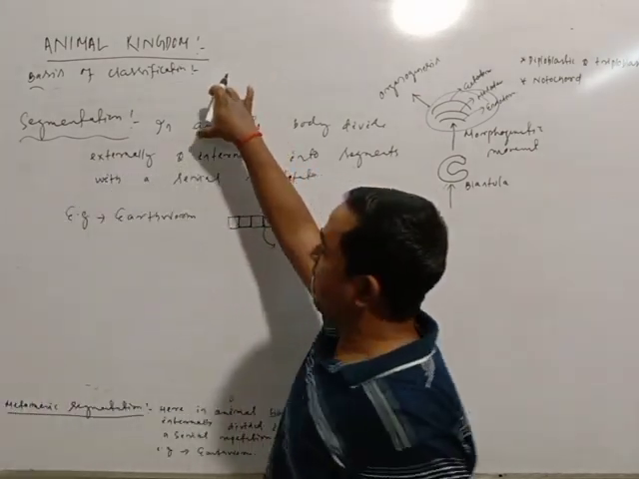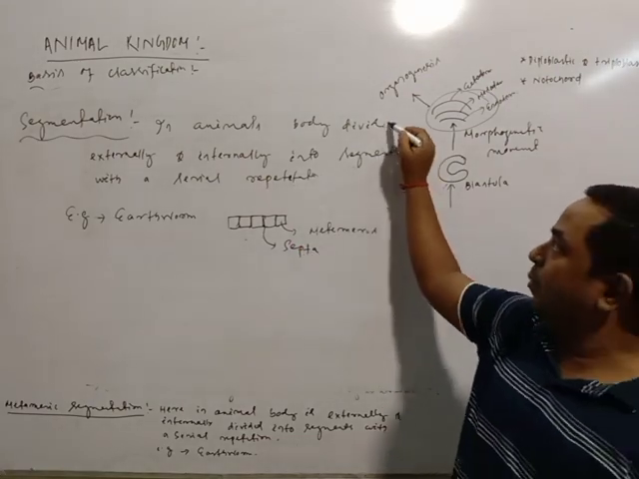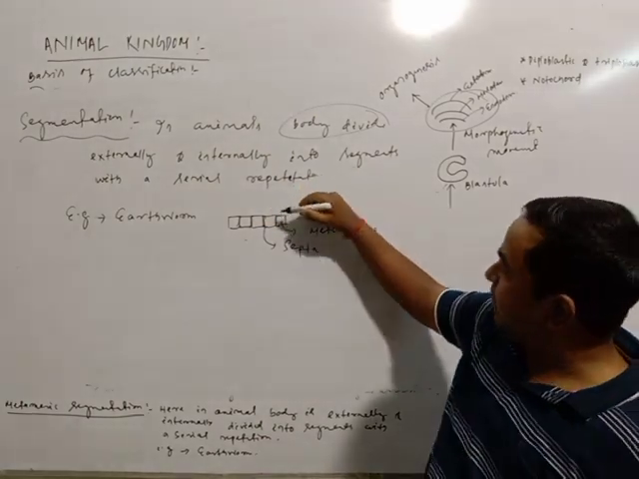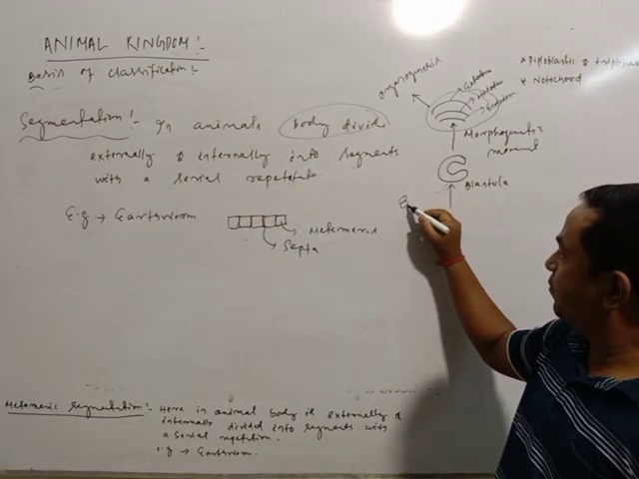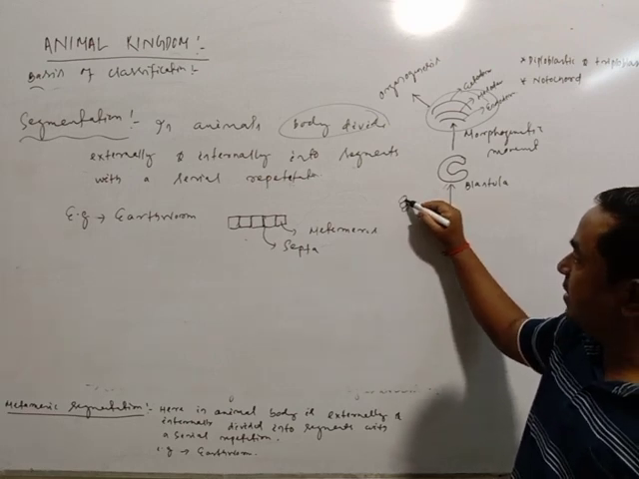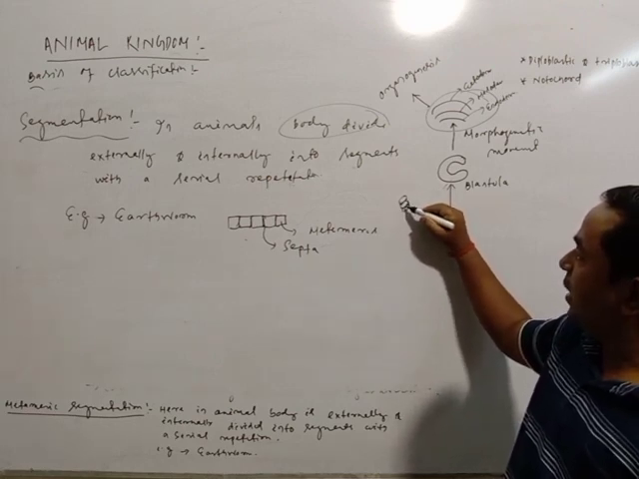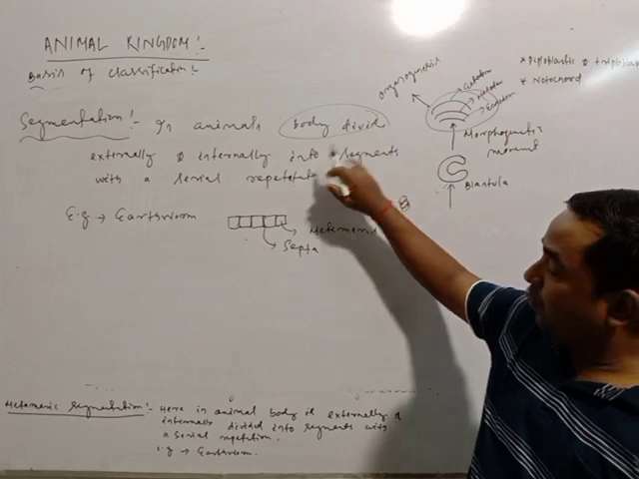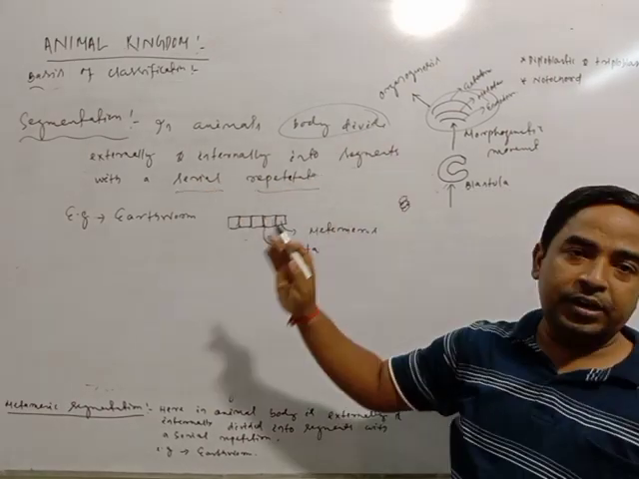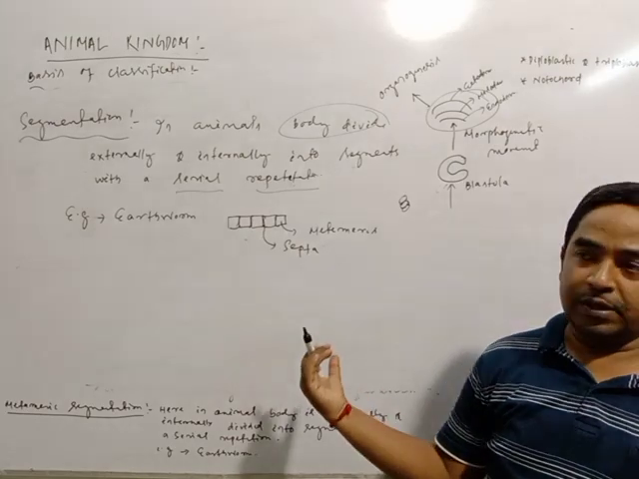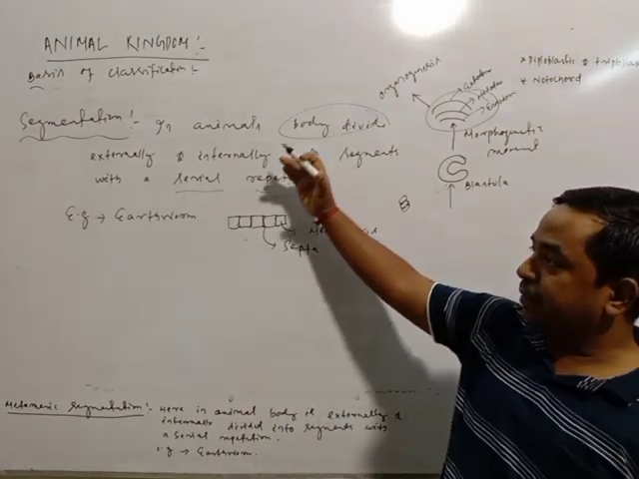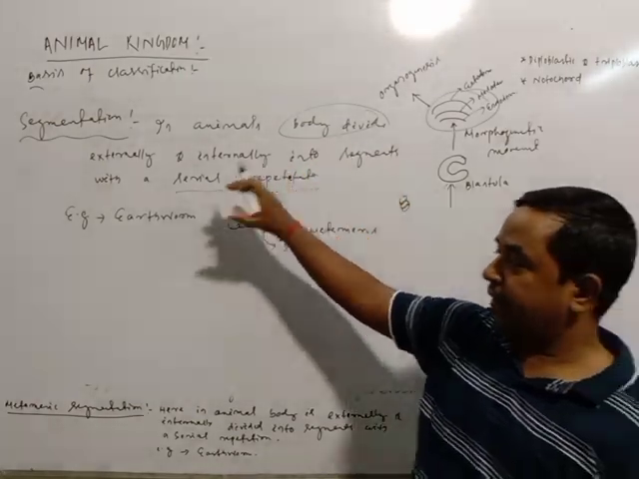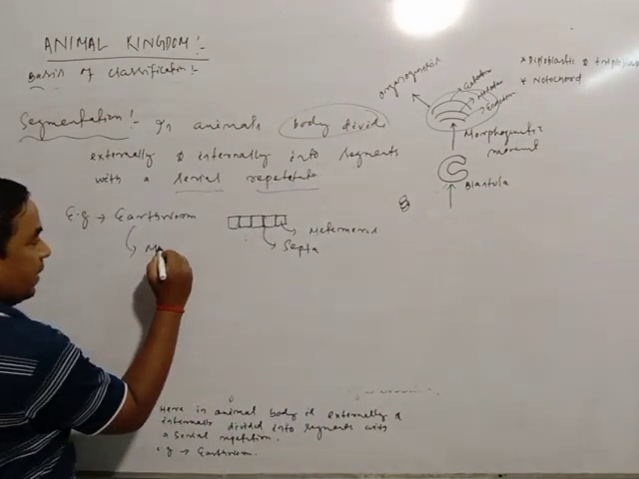So segmentation means in animals where the body divides both externally and internally. In case of earthworms there is a depression in the outer side and also inner side. So externally and internally it divides the body into various segments with serial repetition, continuing from anterior part to posterior part. In case of earthworm it is called metameric segmentation.